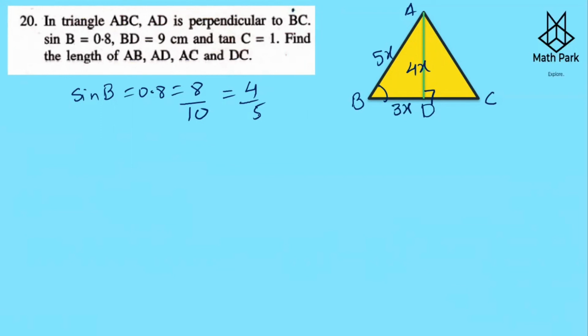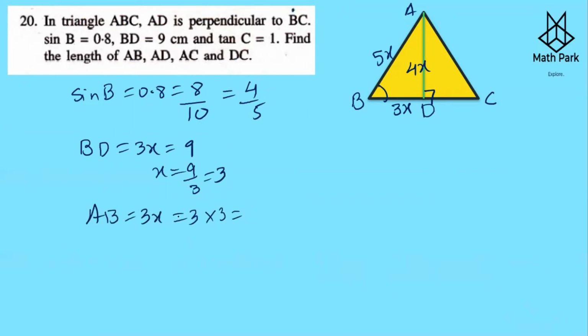Now you are given BD is equal to 9. So BD is equal to 3x, that is equal to 9. So x is equal to 9 by 3, which is 3. Then you are asked to find AB. So AB is equal to 5x, which is 5 times 3, that is 15 centimeter. Then we are asked to find AD. So AD is equal to 4 times x, which is 4 times 3, that is 12 centimeter.